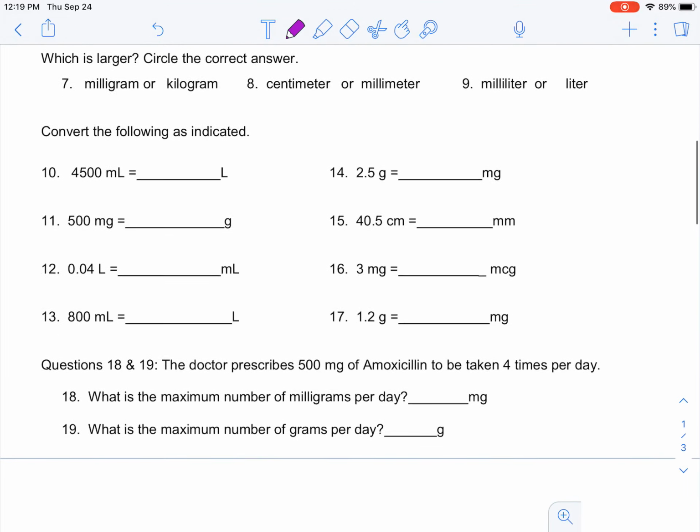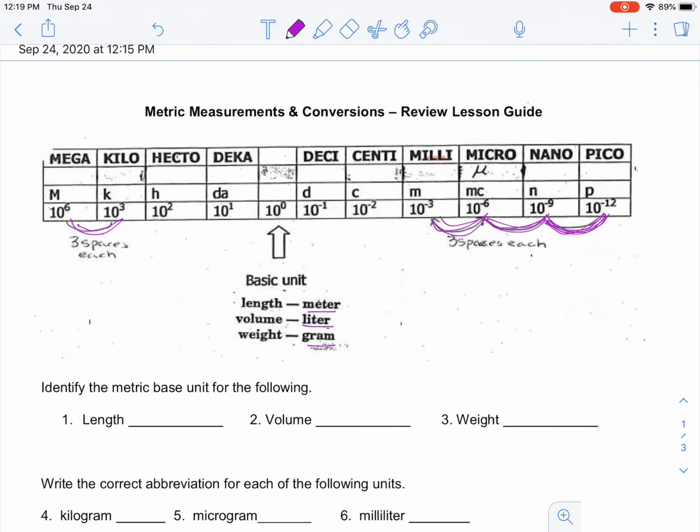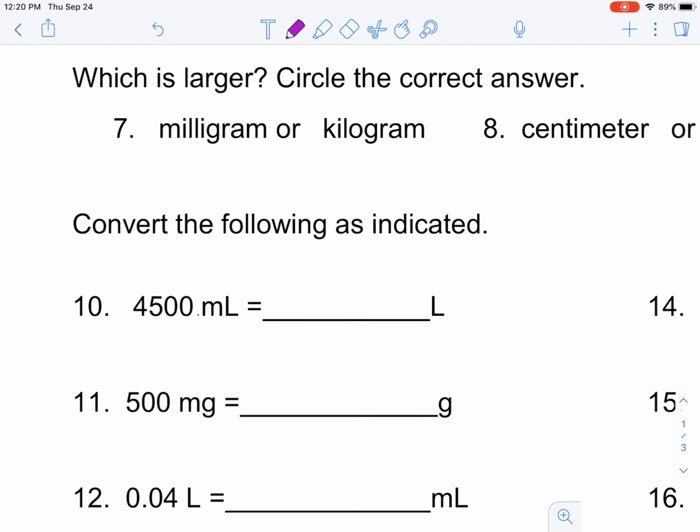Down toward the middle of this page, you have 4,500 milliliters to liters. I want you to get in the habit of not looking at how many spaces, but look at the exponent right here. From milli to just plain liter, from -3 to 0, that's 3 spaces on a number line, and it would be 3 spaces to the left. So in my example here, I'd take this decimal point and I'd move it 3 spaces to the left. Now when you write medication and stuff, these extra zeros that would be here on the end, we need to eliminate those so that no confusion happens.